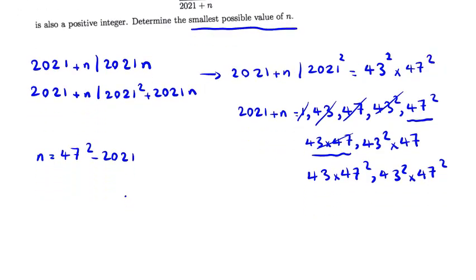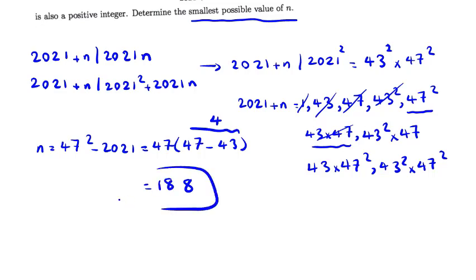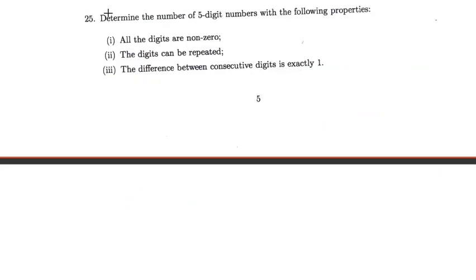If we calculate, we can factor out 47. 47 times 47 minus 43. It will be 4 times 7, 28, 2, 4 times 4, 16, plus 2, 18. So the answer equals minimum n equals 188.